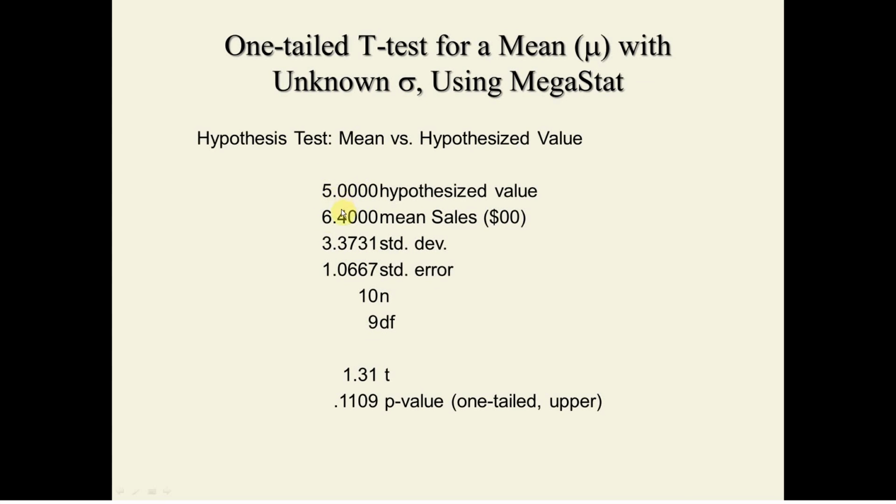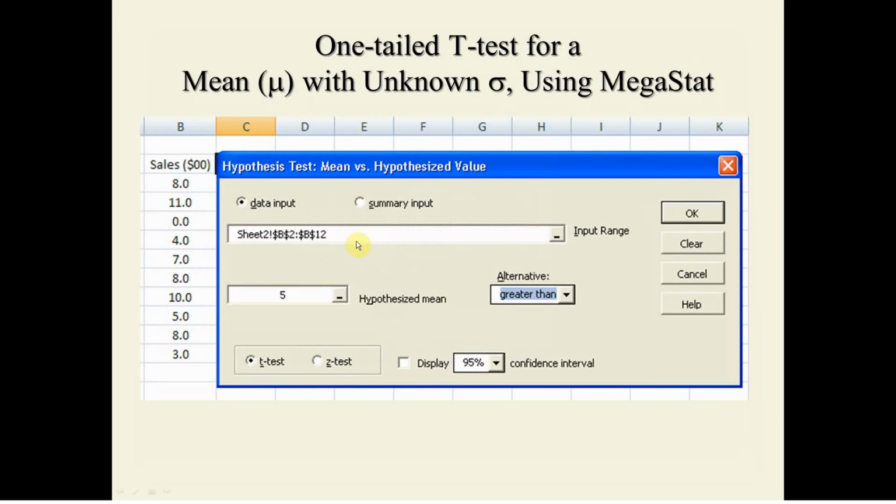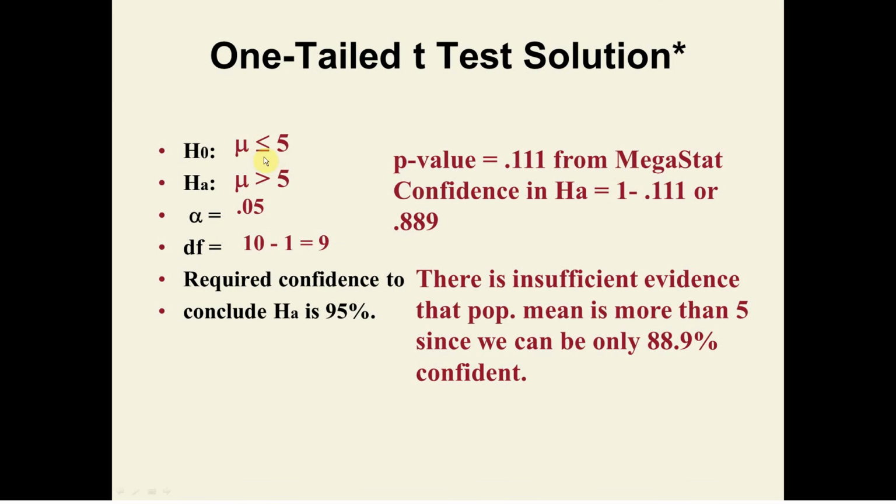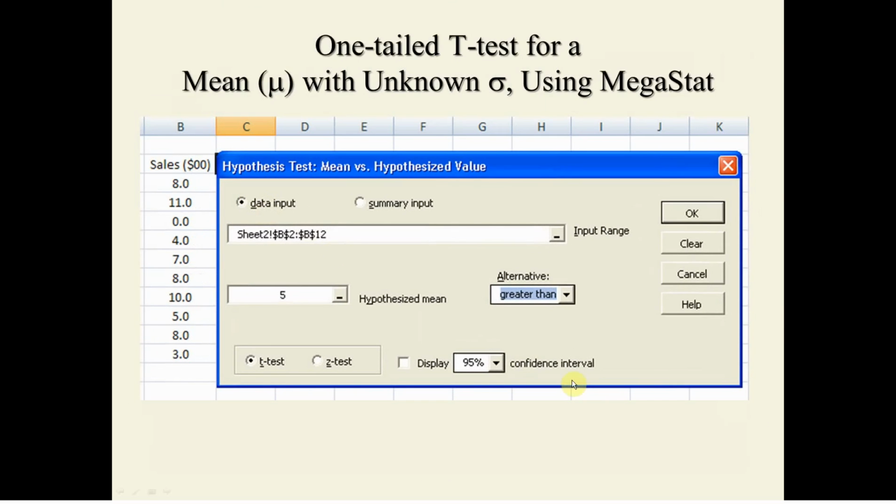Hypothesized value of that, greater than that. We get the mean sales of that. Standard deviation is that. It calculates those from the data. Standard error is calculated. That's all calculated. I get the t-statistic, and then it says my p-value is 0.1109, or rounded 0.111, and it's a one-tailed upper test. This is greater than 0.05. Therefore, I cannot reject the null, which is that the mean is less than or equal. That means I don't know. There's insufficient evidence that it's greater than 5.